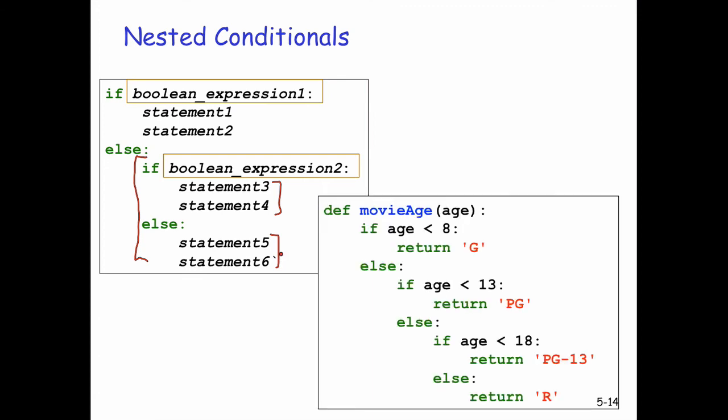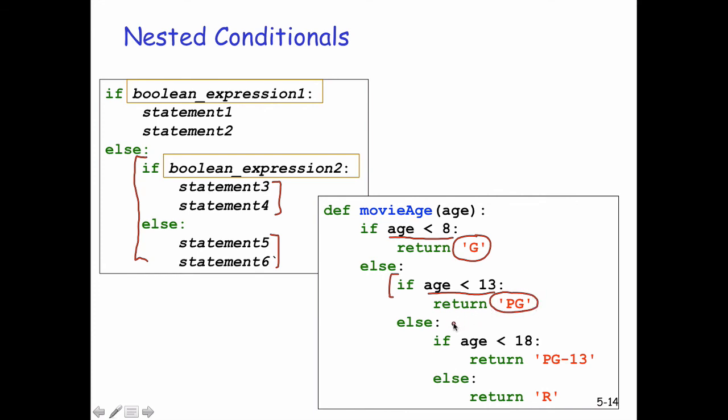As an example of this, let's take a look at a function that, given a numeric age, returns a string which is a movie rating for that age. So we check to see if age is less than 8. If that is true, we return a g and we exit the function. However, if age is greater than or equal to 8, we now will try another conditional test to see if age is less than 13. So if this is true, it must be that age is greater than or equal to 8, but less than 13, and so in that case, we return the string pg.